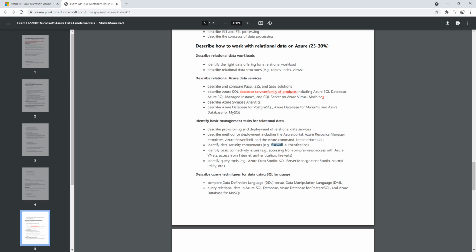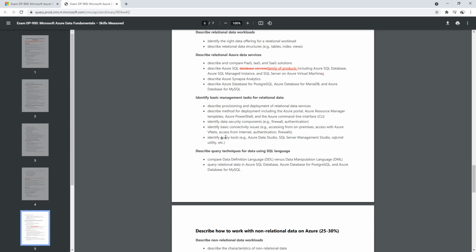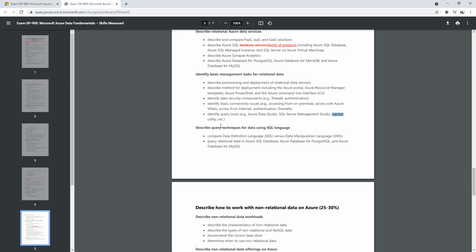Identify security components. Now they say firewall. They're actually talking about when you have a database, because there's actually Azure Firewall, but then there's a server firewall built into Azure SQL, and that's what they're talking about there. Authentication, like how to connect, because there's a few different ways you can do that. Connectivity from on-prem to Azure, VNets, etc. Identify query tools, so Azure Data Studio, SQL Server Management Studio, SQLCMD. Utilities and things like that.